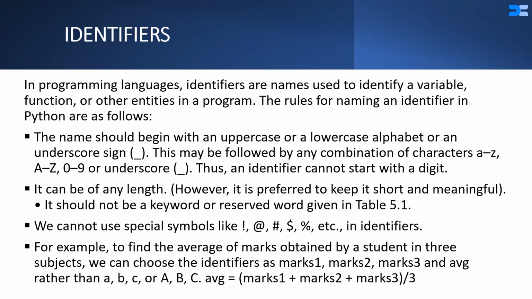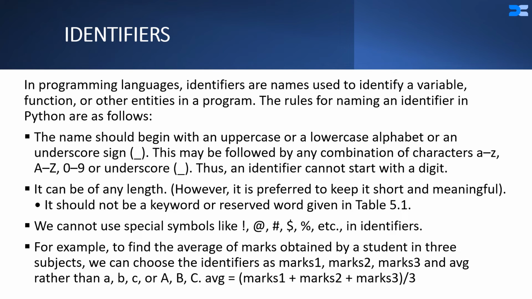Identifiers. In programming languages, identifiers are names used to identify a variable, function, or other entities in a program. The rules for naming an identifier in Python are as follows. The name should begin with an uppercase or a lowercase alphabet or an underscore sign. This may be followed by any combination of characters like lowercase a to z, uppercase A to Z, 0 to 9 or underscore. Thus, an identifier cannot start with a digit. It can be of any length. It should not be a keyword, a reserved word given in table 5.1. We cannot use special symbols like @, #, $, %, etc. in identifiers.